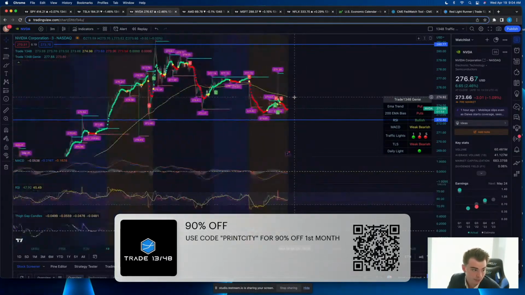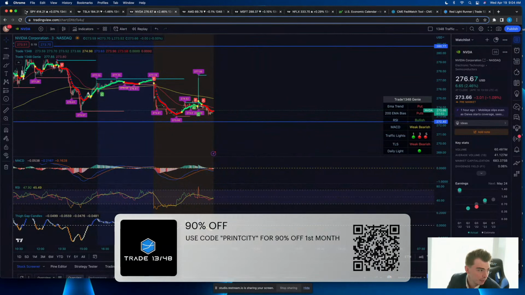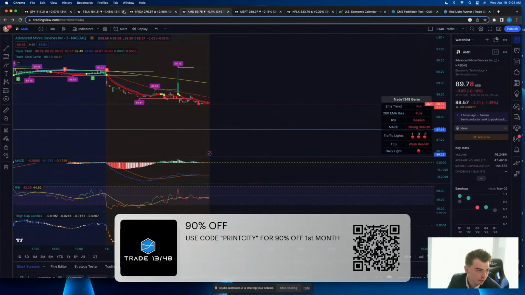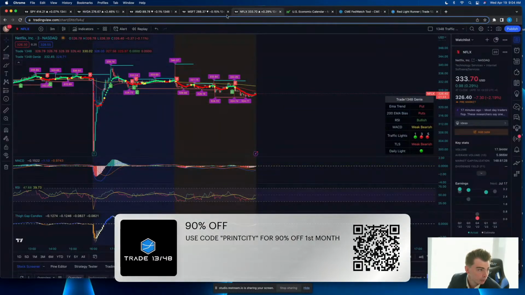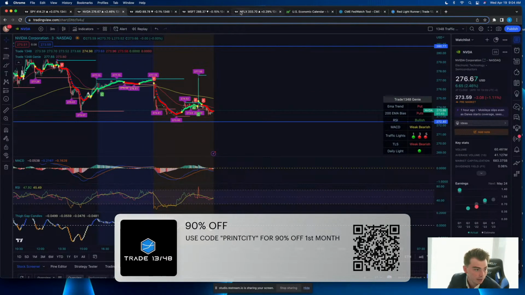So you guys got a nice little lesson on how I draw my levels in the morning. We went through SPY, Tesla, NVIDIA. That's really all we need. That's really all I'm going to be looking at today. I love NVIDIA. So, goddarn it, I just deleted Tesla.